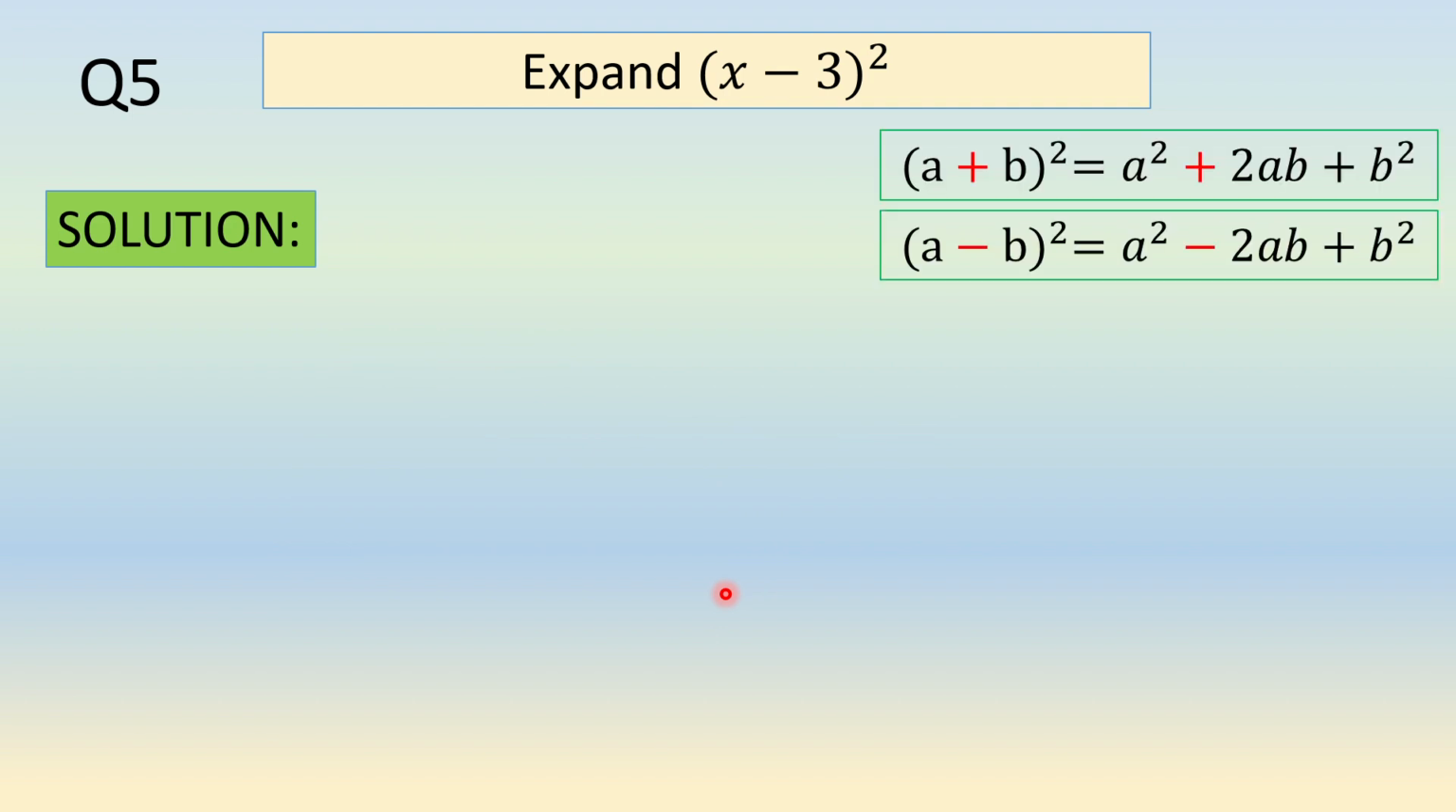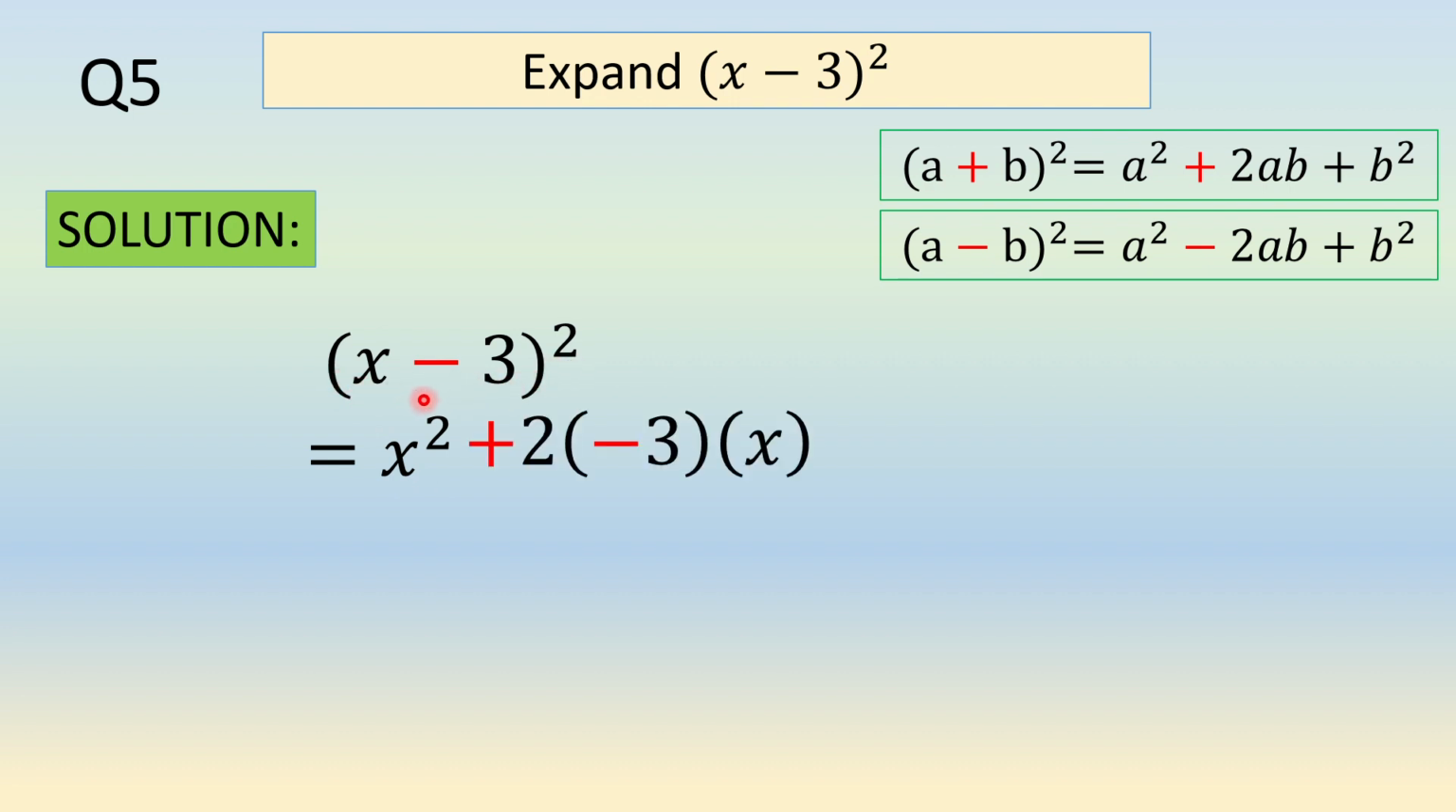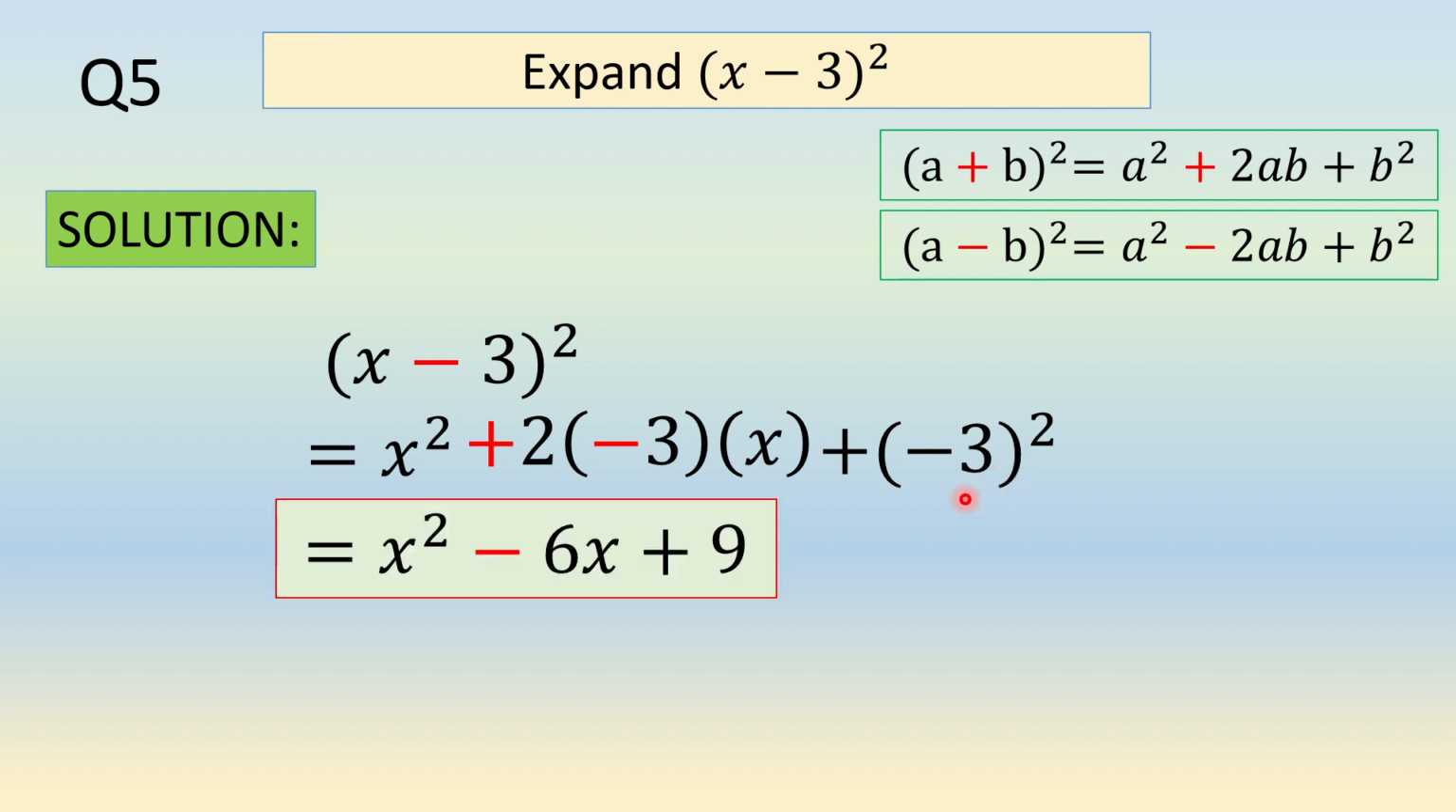Okay, let's move on to question 5. You are asked to expand x minus 3 in bracket square. As the first step, you square the first term, that will be x squared, followed by multiplying all the terms in the question, that will be 2 times negative 3 times x. Make sure to use bracket to multiply. Continue with the third term. So the third term will be negative 3 in bracket square. Now you can multiply.